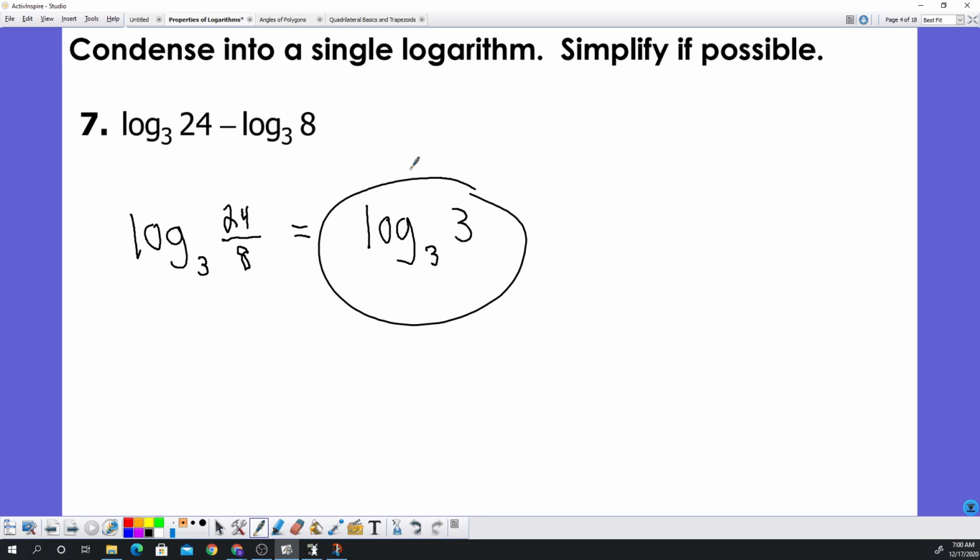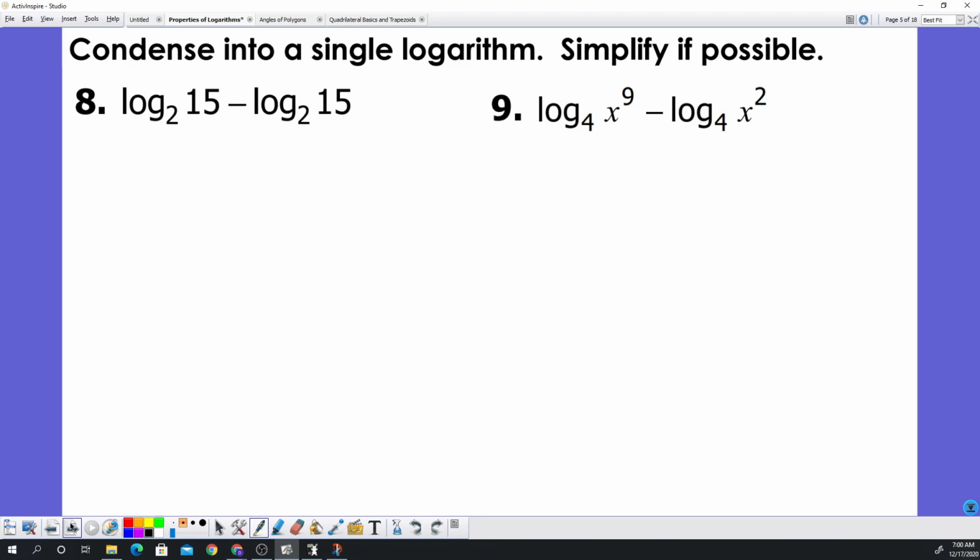Now, continuing on. Log base 2 of 15 minus log base 2 of 15. Okay. Well, we're going to have log base 2 of 15 over 15, which will simplify to log base 2 of, well, anything over itself is 1, so 1.